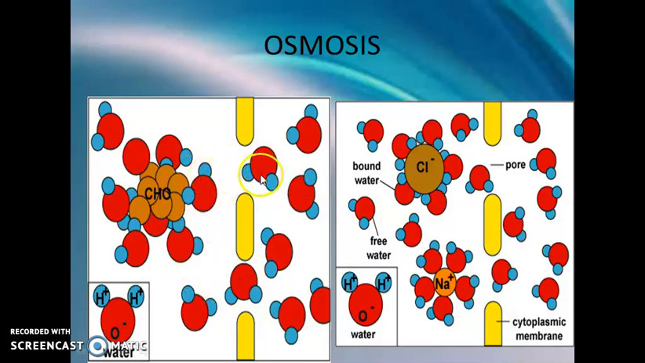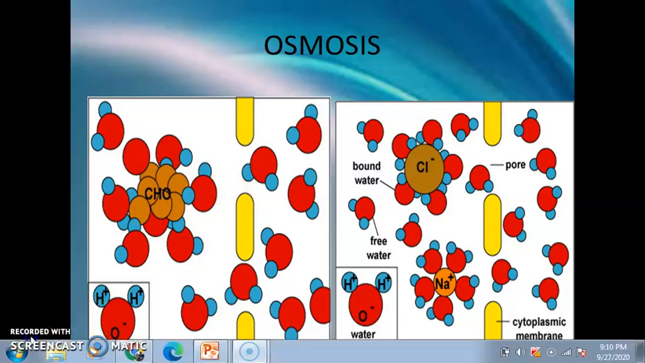They can easily pass, whereas the sugar-bound molecules cannot pass through. So the unbound molecules can easily pass through the cytoplasmic membrane.